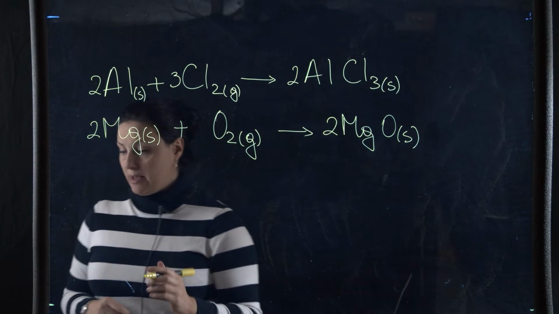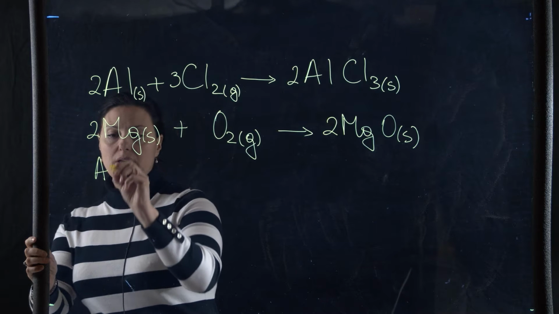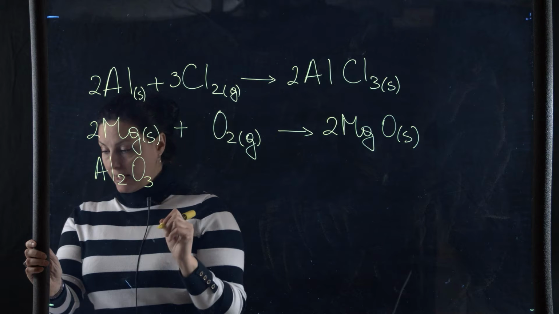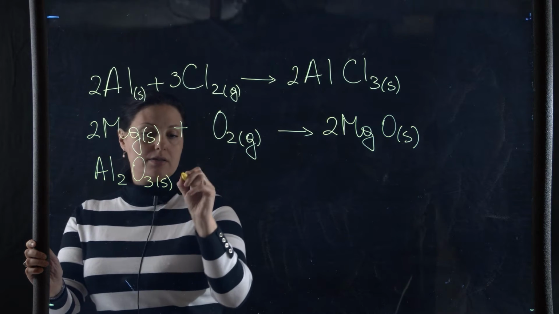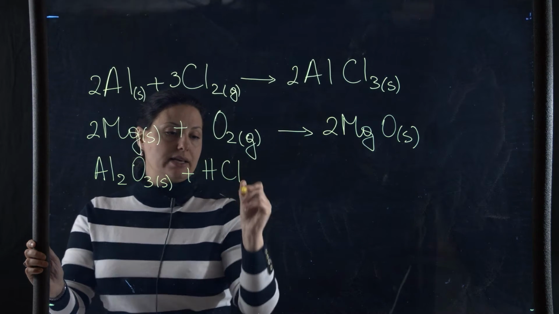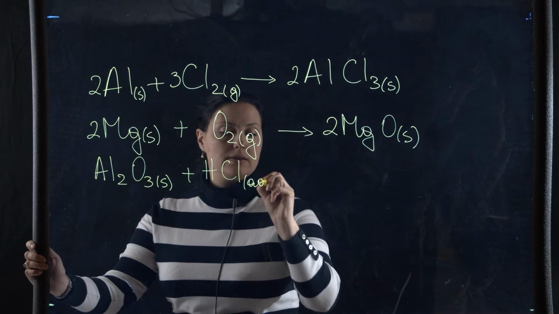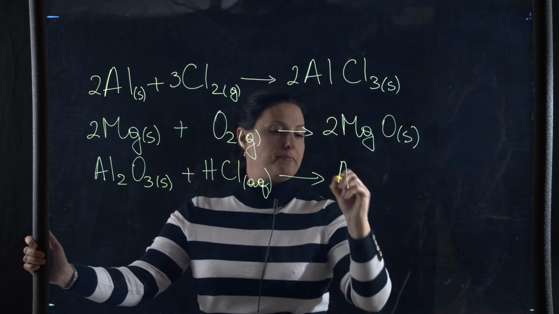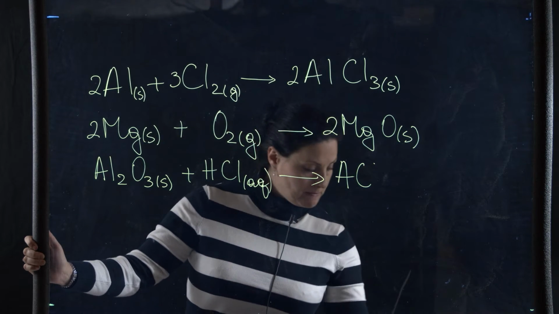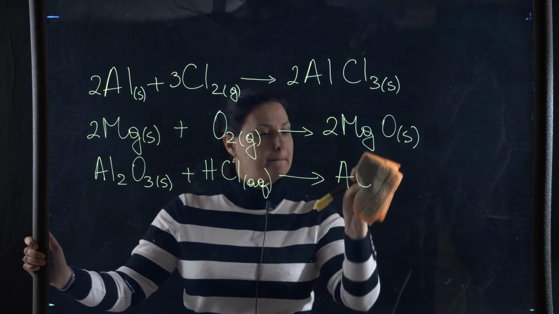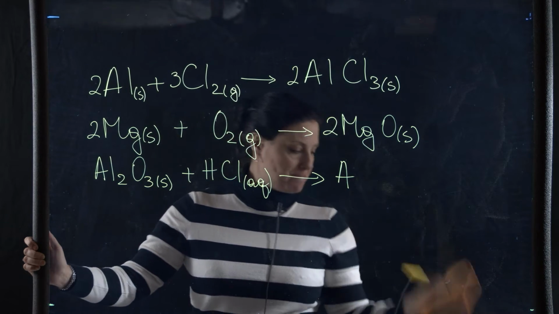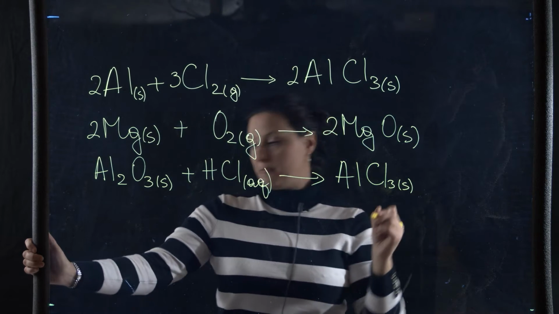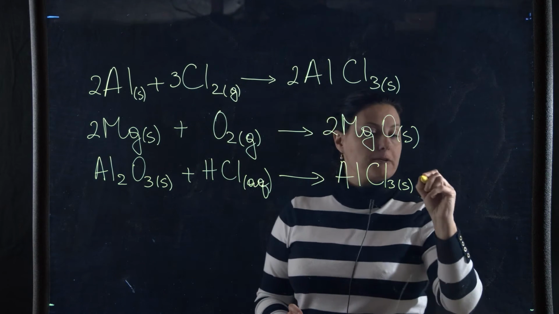Let's look at the next example. I have aluminum oxide solid plus HCl, and that's aqueous, and it gives me aluminum chloride, solid, and it gives me water.